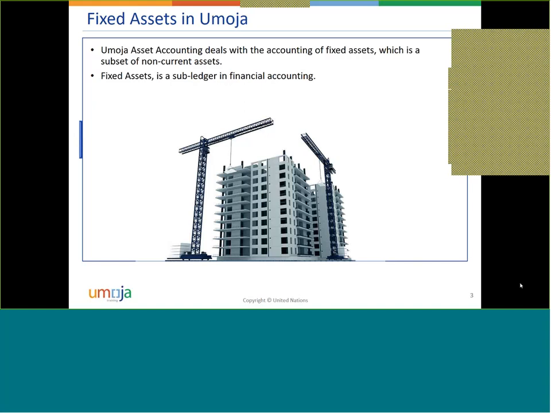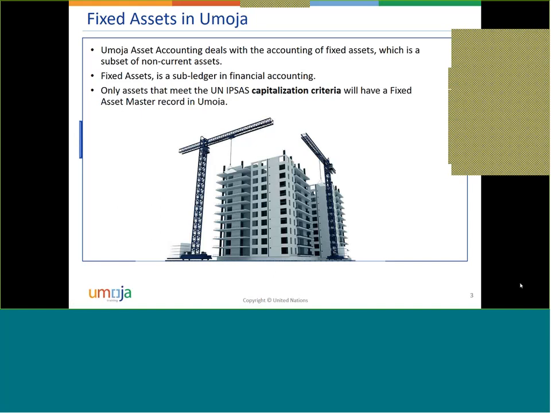Fixed asset is actually a subledger in financial accounting, which means that for you that are financial users, you know that we have accounts payable subledger and accounts receivable subledger, and then we have the fixed asset subledger. And all the accounting for fixed assets is tracked there.